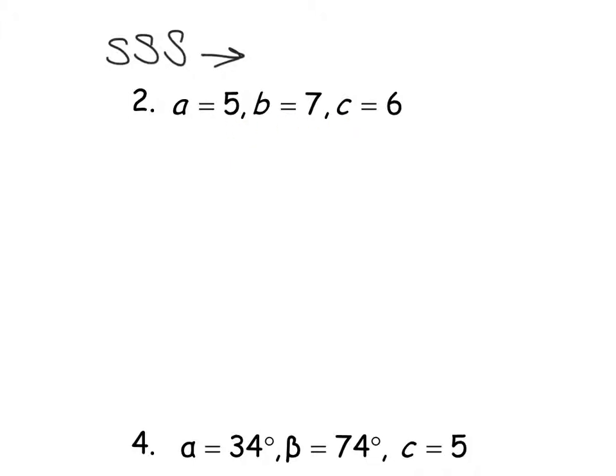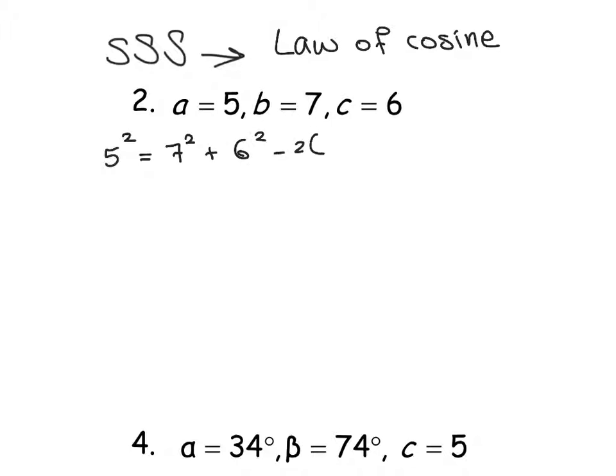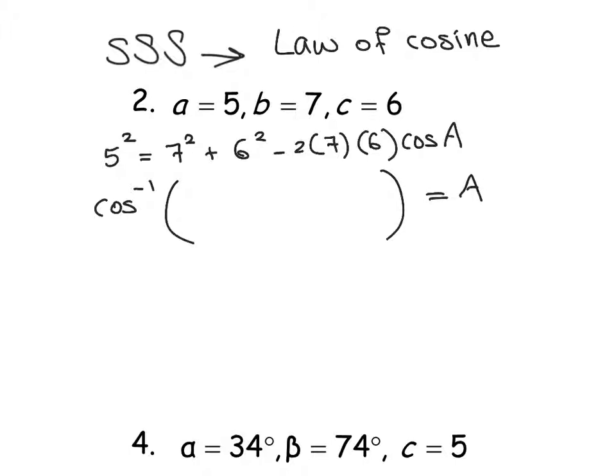So I have side, side, side, so I use law of cosine to help me determine all of the angles. So I'm going to start with A. So A squared is equal to B squared plus C squared minus 2 times B times C, cosine angle A, which is what I want. Now to find A, I need to isolate the angle. So A is going to be inverse cosine of 7 squared plus 6 squared minus 5 squared over 2 times 7 times 6.